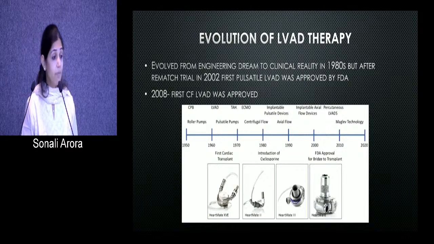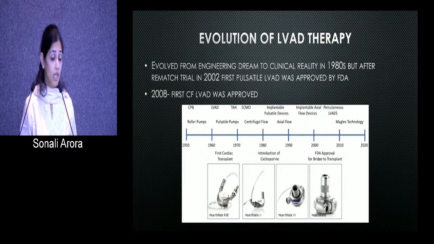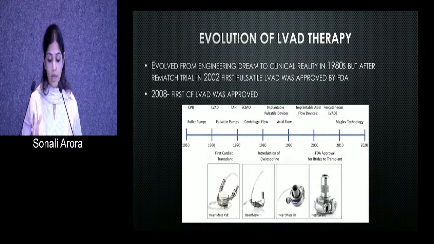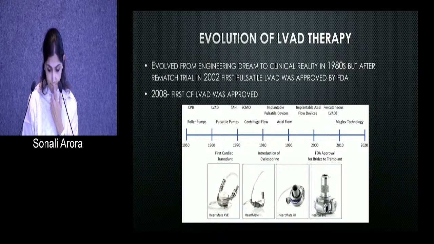But after the REMATCH trial in 2002, the first pulsatile LVAD was approved by the FDA, which was the HeartMate XVE. In 2008, the first continuous flow LVAD was approved. And right now we usually use the continuous flow LVADs. We have HeartMate 2, HVAD, and HeartMate 3. HVAD was taken off the market recently because of some pump dysfunction and mechanical failures. So the most common VADs are HeartMate 2, HeartMate 3, and we have also done some pediatric Jarvik VADs.